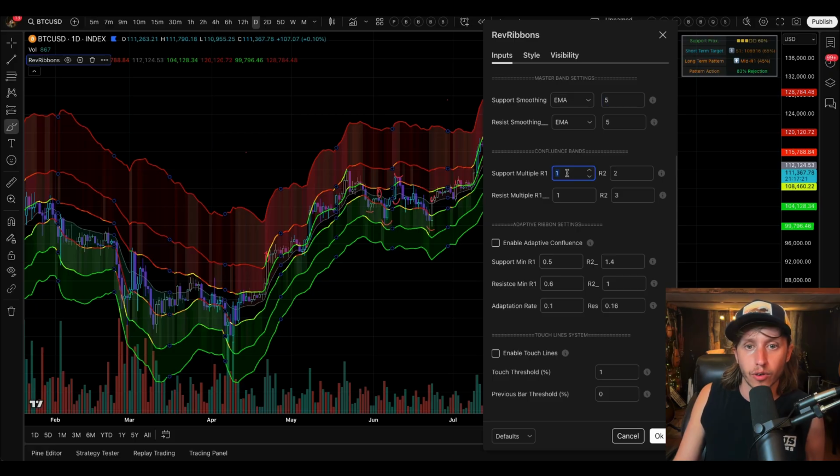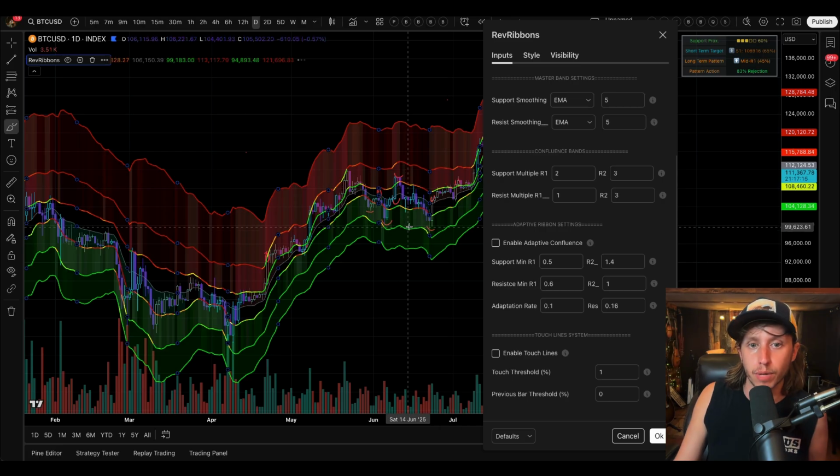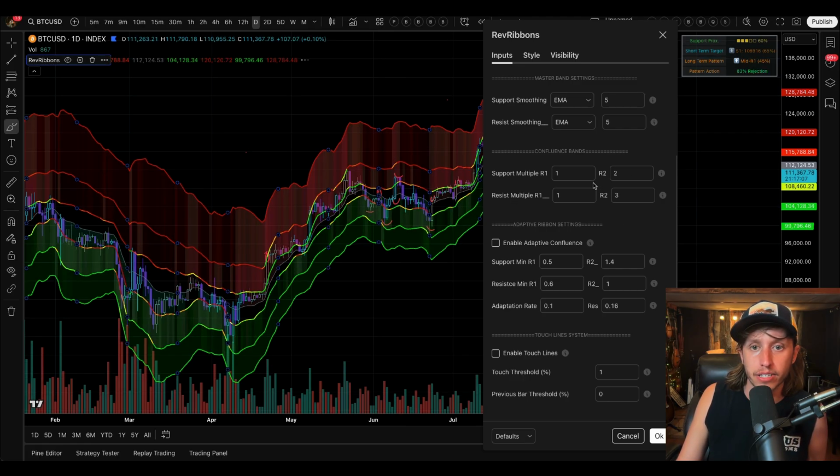Okay, so if it's on 1, I want to put it much further out. I'll say 2 and 3. So this is going to move the support bands much further down. And you can see that's not super helpful on this time frame because they were already pretty dialed in well. I do find these default settings are best for the 1 day, but if you're looking at other time frames and want a wider range, you can absolutely move these ribbons down.